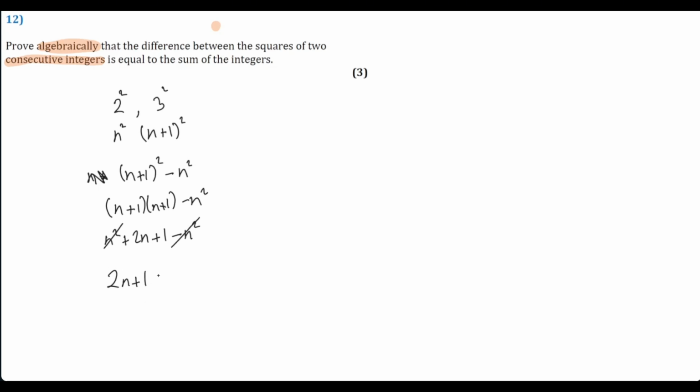And actually, this is an expression for an odd number. Okay, but it's saying here that the difference between the squares of two consecutive integers is equal to the sum of the integers. So it doesn't matter if this is an odd expression. The question is not asking that. It's telling us it's equal to the sum of the integers. The sum of the integers, that'll just be n plus n plus 1, which is 2n plus 1. And we can see that this is equal to 2n plus 1. So the left side is equal to the right side, which completes the question.